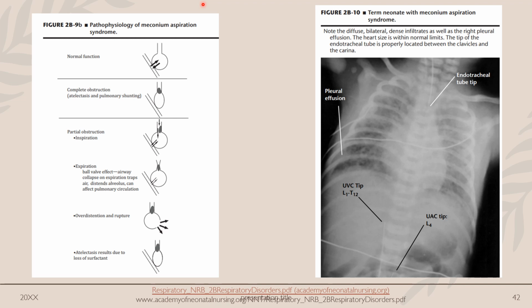With a partial obstruction, sometimes we can have what's called a ball valve effect, where air can get past the meconium plug, but can't escape out, and what that leads to is over-distended alveoli. Along with the overinflation of alveoli, that can affect pulmonary circulation as well. And in addition to over-distended alveoli, look at here, you can have over-distension and rupture. And guess what we're talking about next? Air leaks.